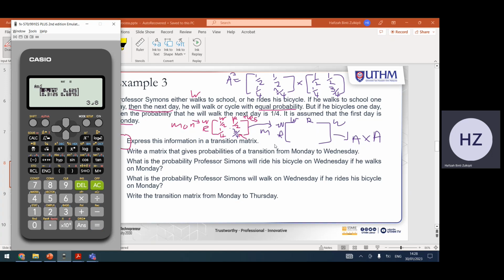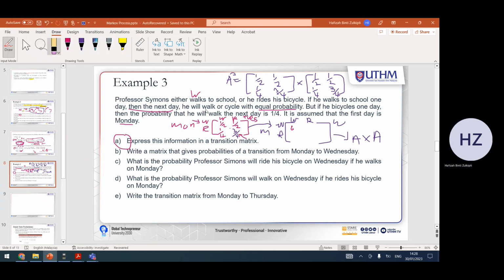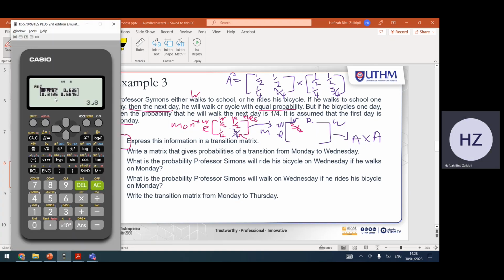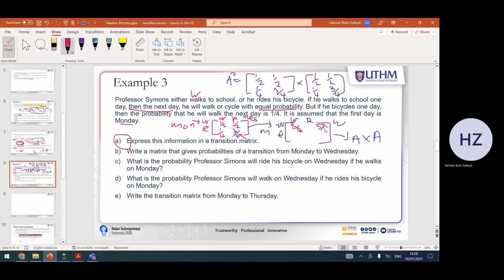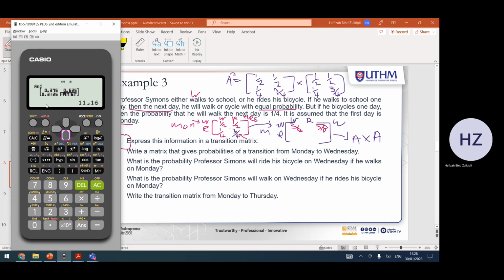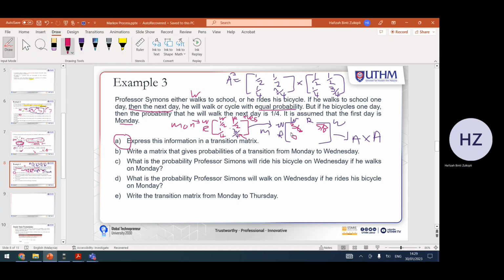So the answer is 3 over 8, 3 over 8, 5 over 8, 5 over 16, 11 over 16. So that is the answer for B. You can answer C and D from this matrix.